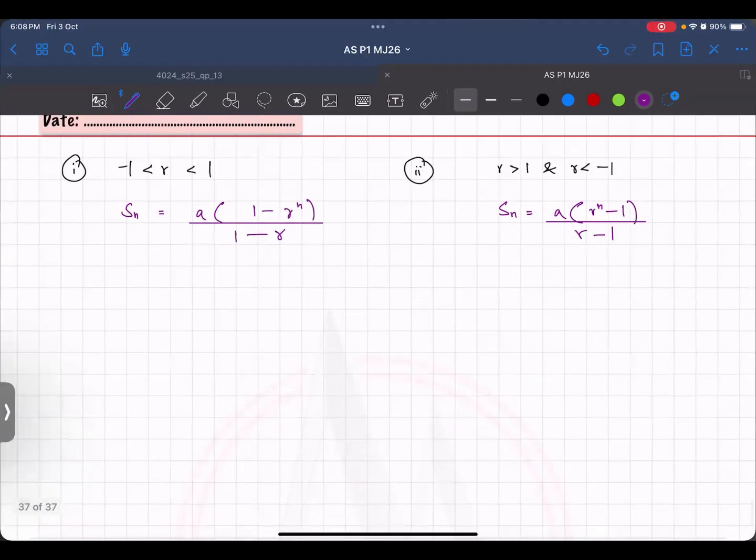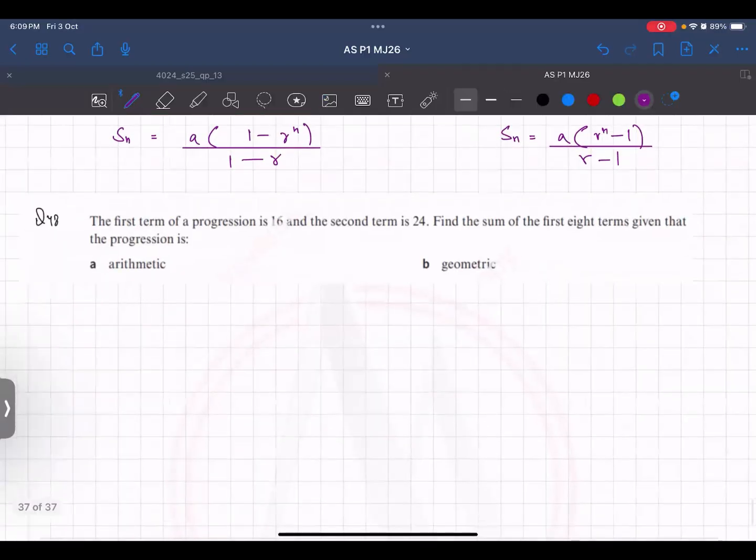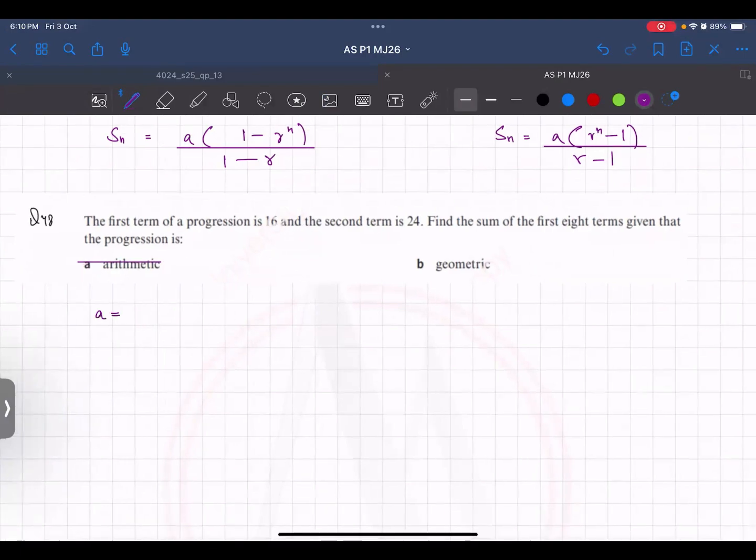Okay, now let's do some questions. We are doing part B. The first term of a progression is 16, so a is 16. The second term is 24, so T2 is 24, and T1 is 16. They're asking you to find the sum of the first 8 terms, S8, if the progression is geometric.